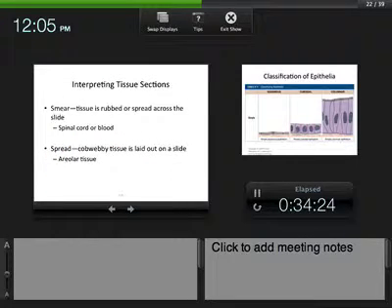The term smear is basically, instead of having a nice section, they just take some tissue and smear it. A blood smear is a typical one. You're just getting a bunch of blood that's been smeared across the glass.